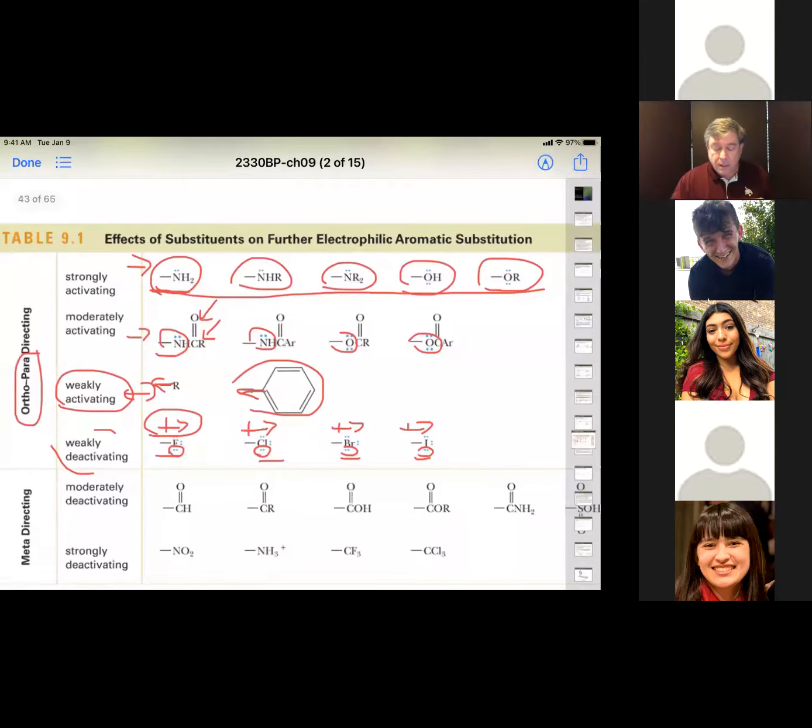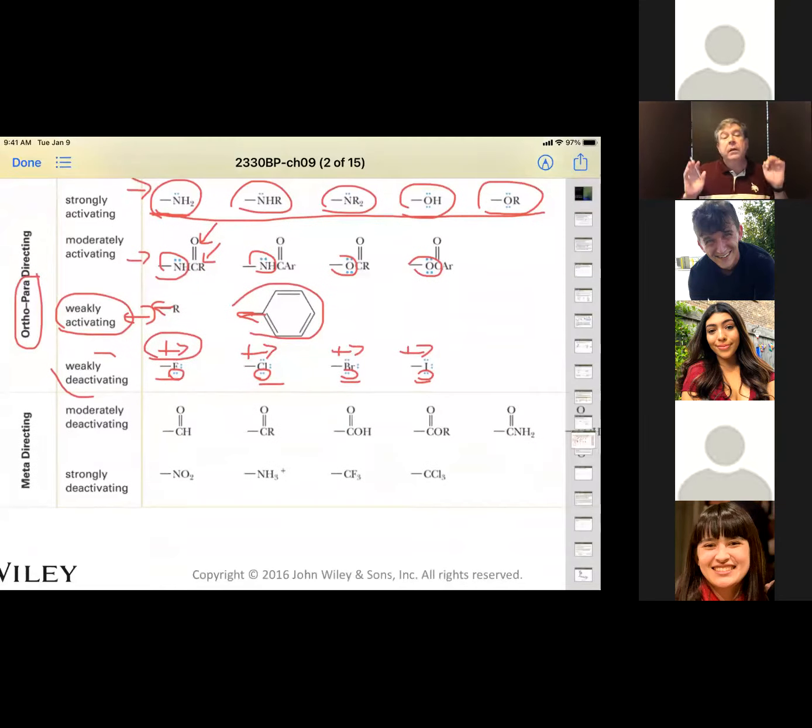Okay. On the other hand, things that are going to meta direct are going to be things that pull electron density away from the ring. Okay, so we're pulling electron density away from the ring. So that means things that have carbonyls. Notice all of these with a carbonyl directly attached to the ring, because of that partially positive charge on carbon, it's pulling electron density away from the ring and deactivates the ring. Okay. It deactivates the ring, but it's still reactive, and it directs in that meta position.